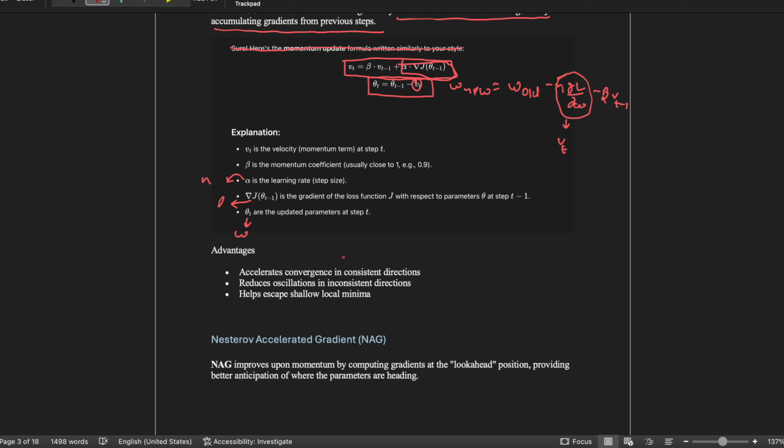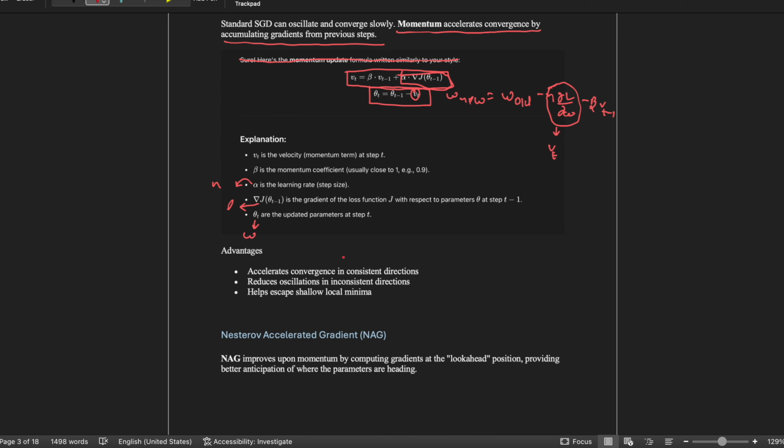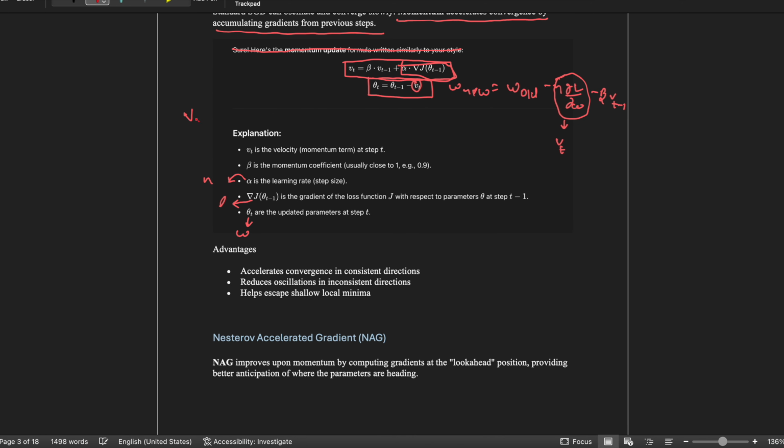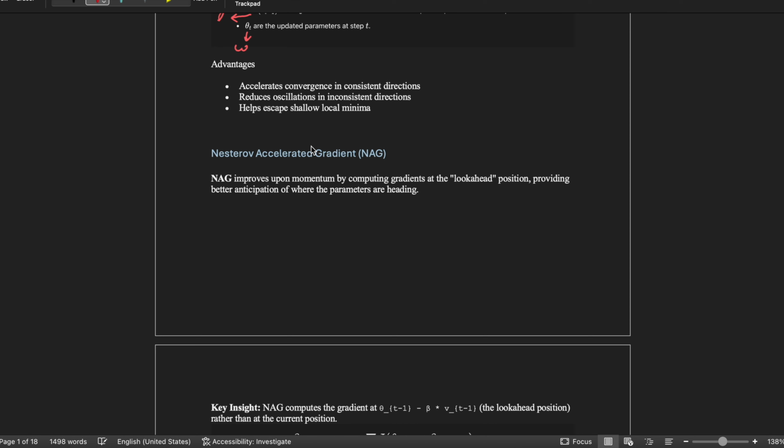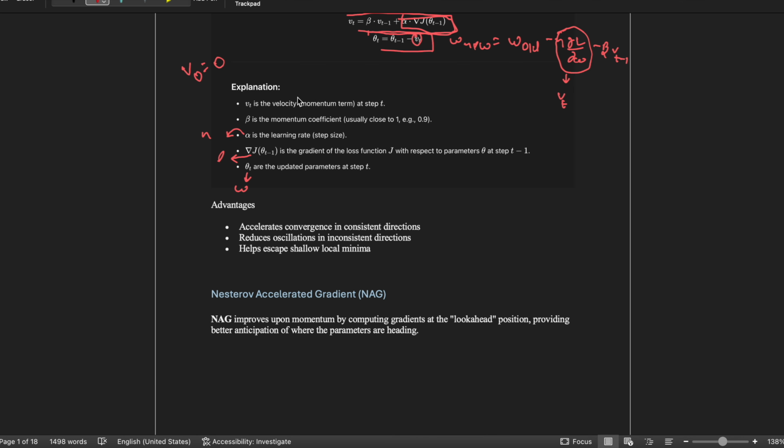Why is it said that momentum accelerates convergence by accumulating gradients from previous steps? Let's understand what this line wants to say. Suppose t is equal to 0. At step 0, we have v0, and in many places we consider v0 to be 0.